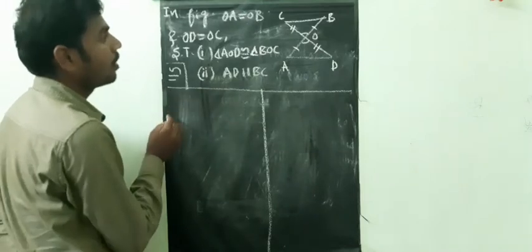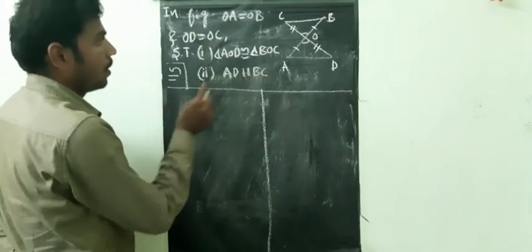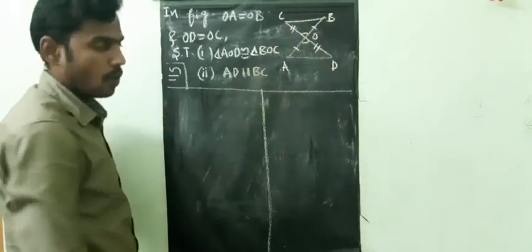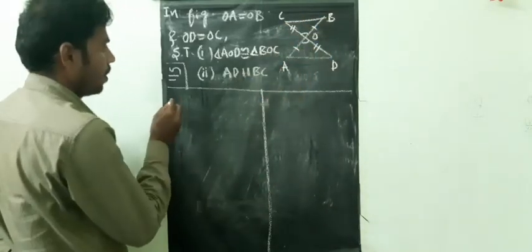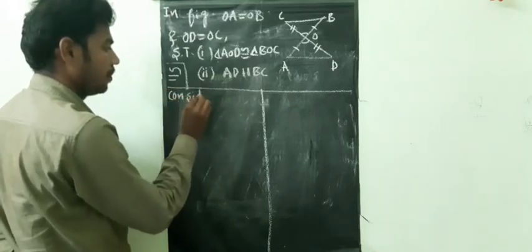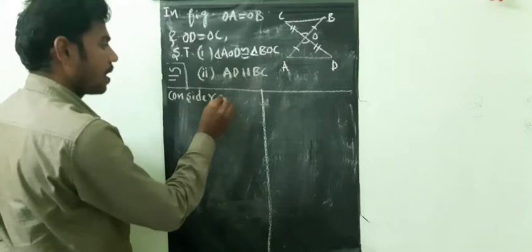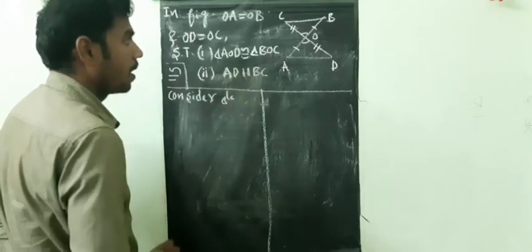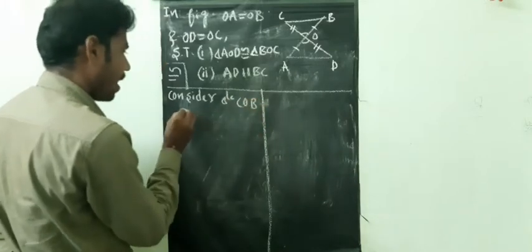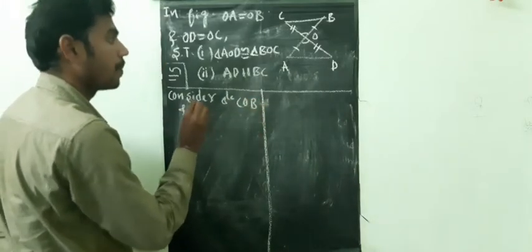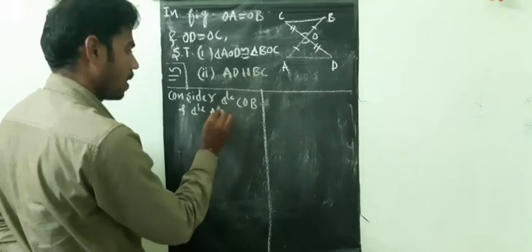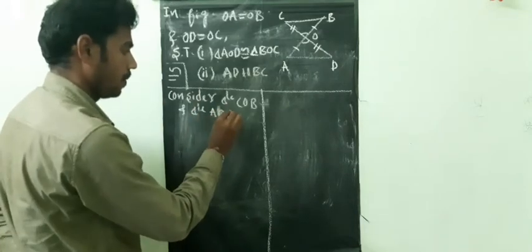So, given what is given to us? AO is equal to OB, OC is equal to OD. So, consider triangle COB and triangle AOD.